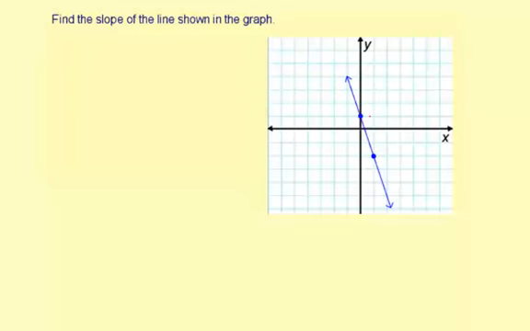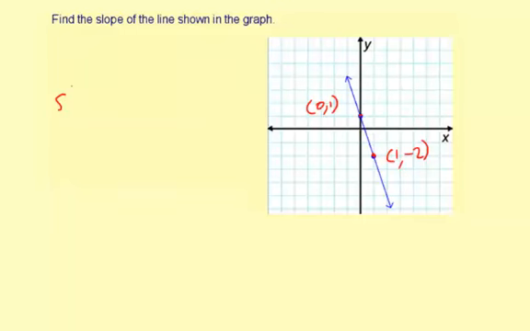Find the slope of the line shown in the graph. So here we have 2 points. This point here has the coordinate of 0, 1, and this coordinate here is 1, negative 2. So let's look at finding the slope here.